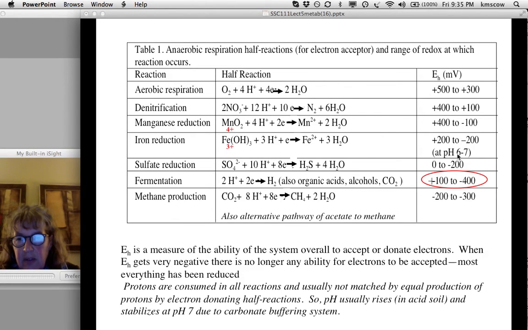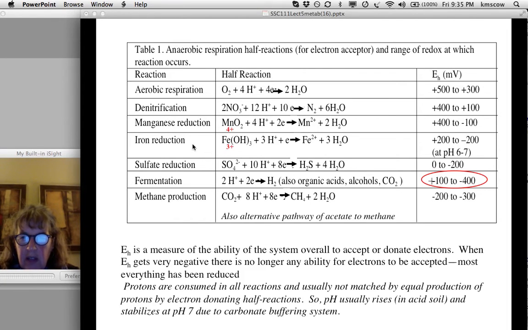less and less positive and start to become negative, and become quite negative until we're down to minus 200 to 300 millivolts for methane production. And you can see fermentation, which you remember from the lecture, spans a big swath of Ehs. And you can see that here. So it's happening simultaneously to some of these other reactions.